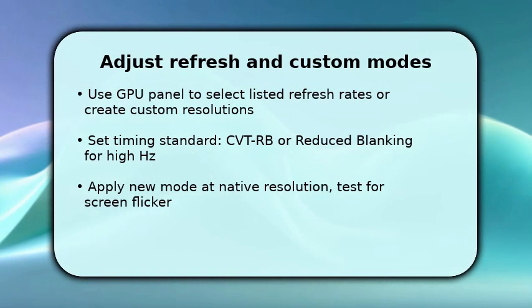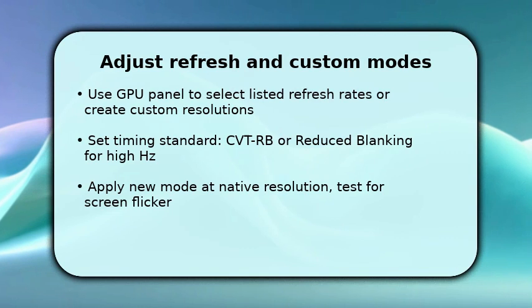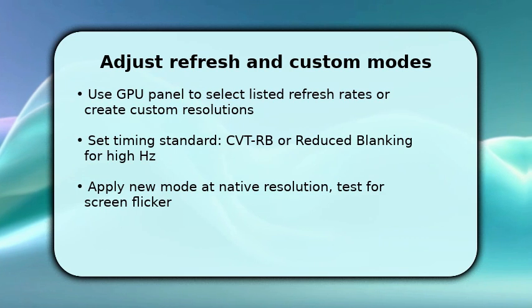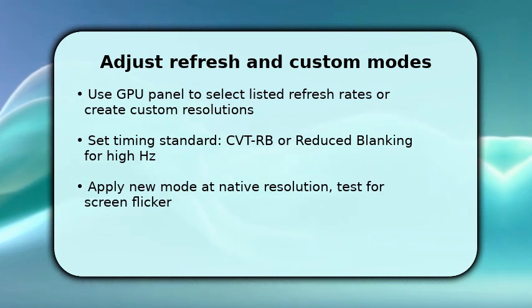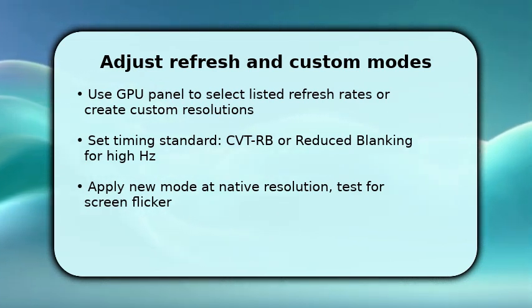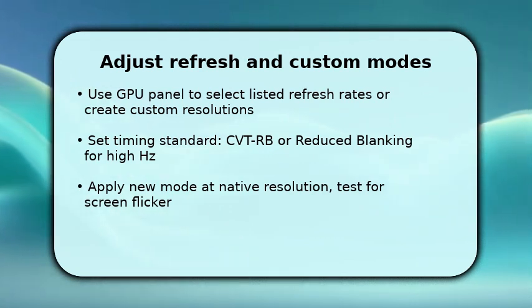You now move into the detailed steps. In the GPU control panel, pick the monitor and navigate to change resolution or custom resolutions. If the desired Hz isn't listed, create a custom mode using the monitor's native resolution and a timing standard like CVT-RB or reduced blanking. This often enables higher Hz over HDMI.